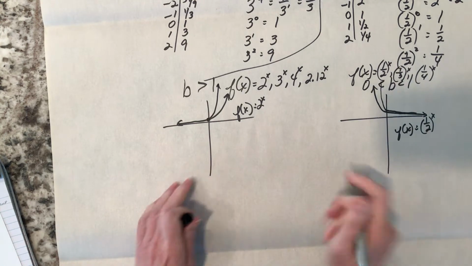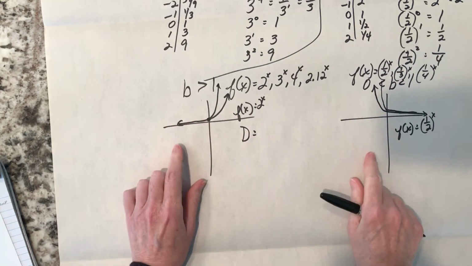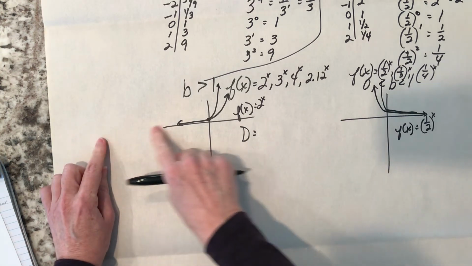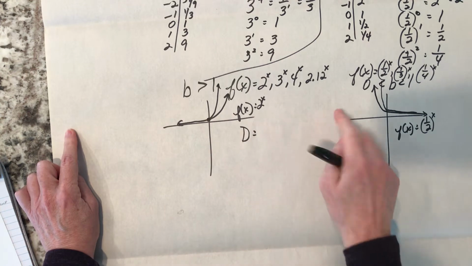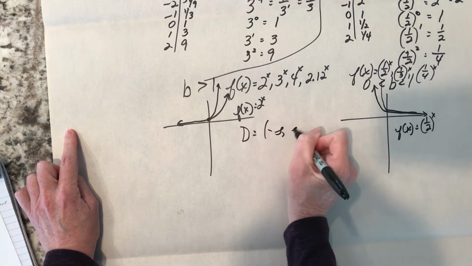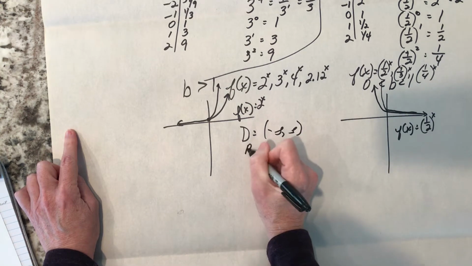The domain on both of these is going to be the same. The domain on any of this that's drawn, remember we're talking about what it is using up on the x-axis. It's going all the way to negative infinity, all the way to positive infinity. So the domain for all of these exponential functions is negative infinity to positive infinity.